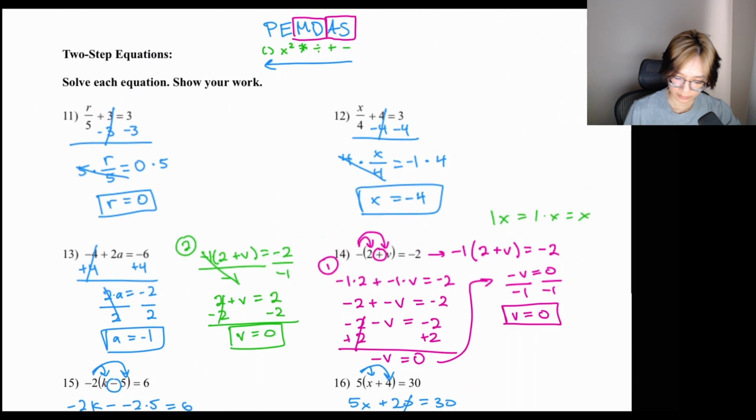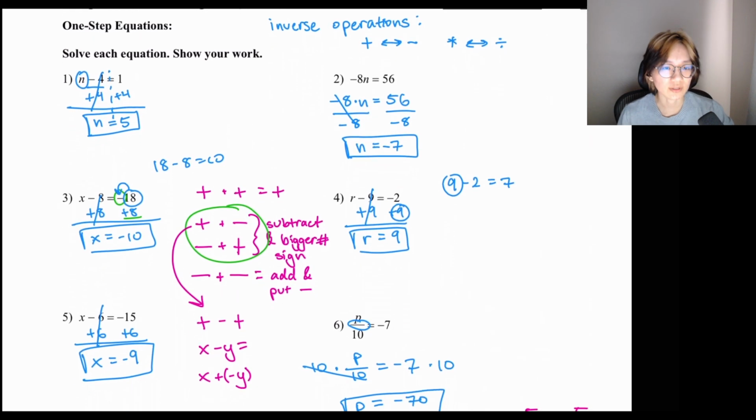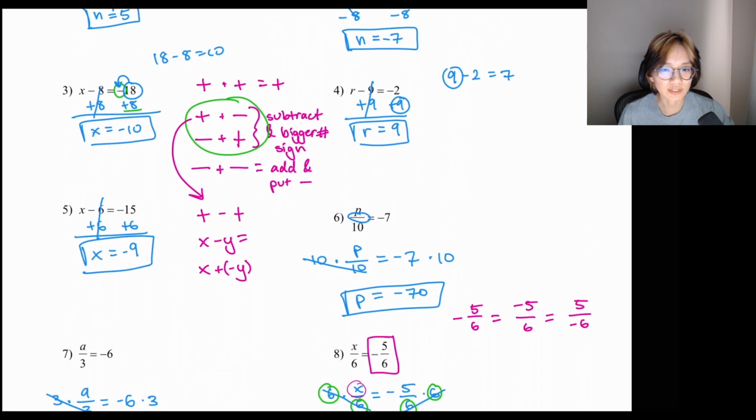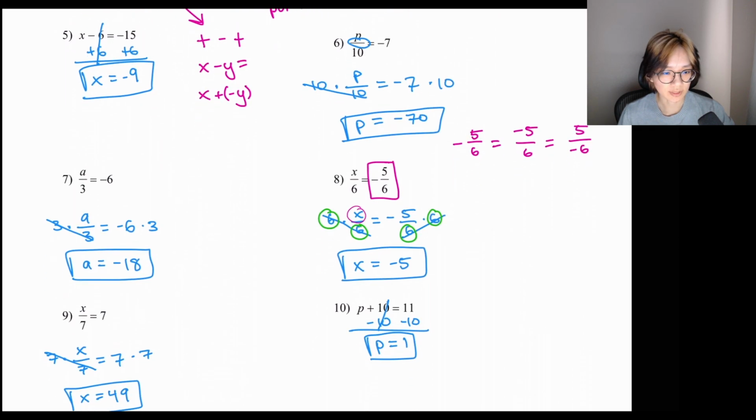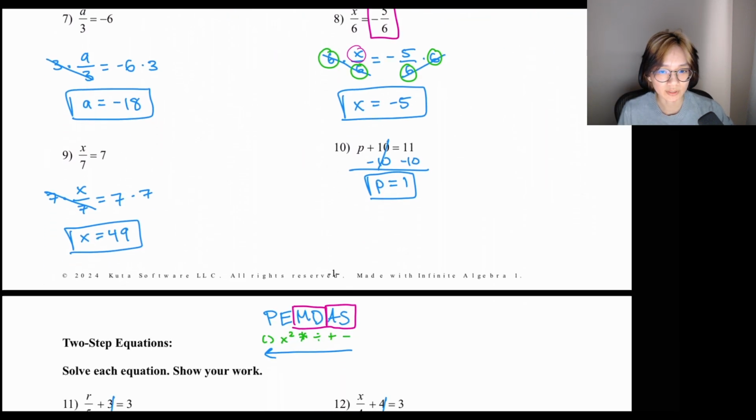So, just to go over, if you want to check the answers, 1, n equals 5. 2, n equals -7. 3, x equals -10. 4, r equals 9. 5, x equals -9. 6, p equals -70. 7, a equals -18. 8, x equals -5. 9, x equals 49.